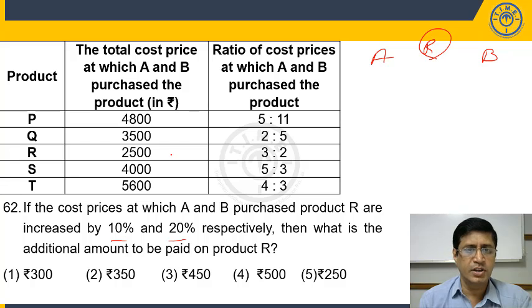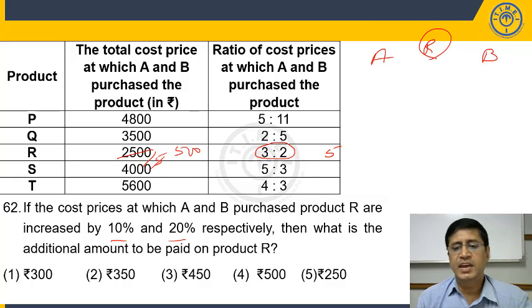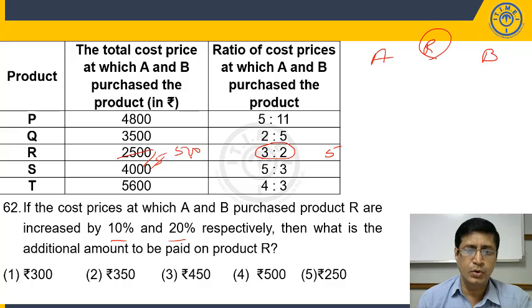2500 is the total cost and the ratio is 3:2. The sum of the ratio is 5. 2500 divided by 5 means it is 500. Now the value of A is how much? 3 into 500, it is 1500.